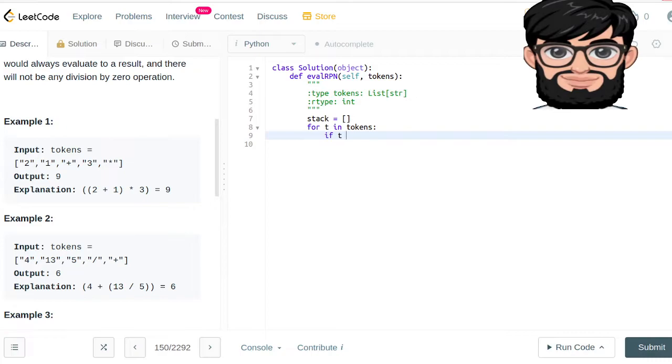So if t is not in positive, negative, multiplication, and division, if it is not one of these four things, we're going to say stack.append, append that token t as an integer. Else, otherwise, we're going to take the two numbers out of the stack. The first number is going to be the right side, and the next number is going to be the left side. So we are just saying stack.pop and then stack.pop.